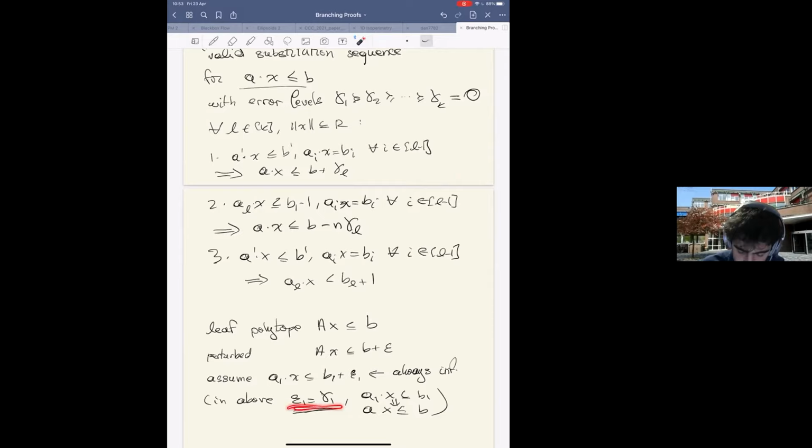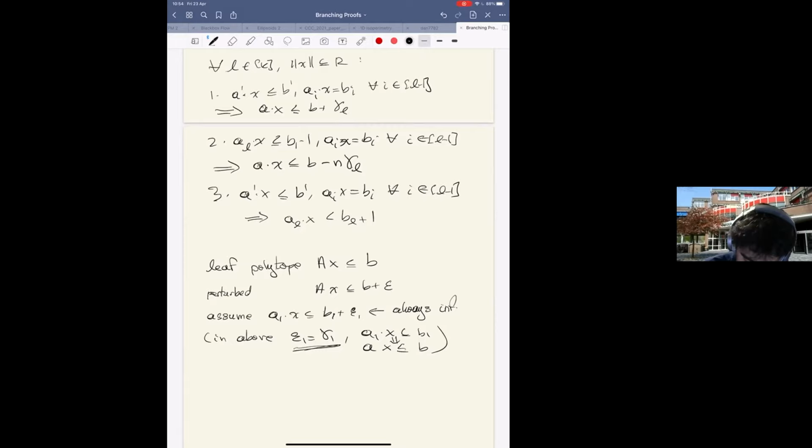Now, what does part two tell me? Part two tells me that if I, oh, I tried to simplify notation, but I'm not sure that I'm going to do anyone any favors. Okay, we'll just try and stick with it.